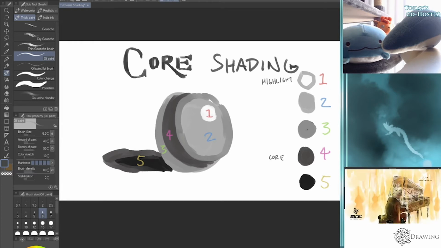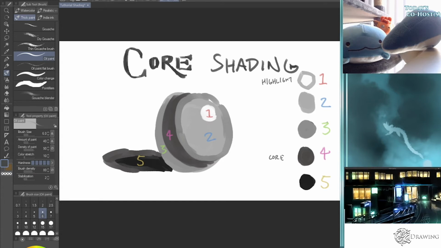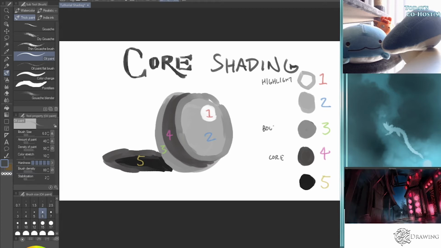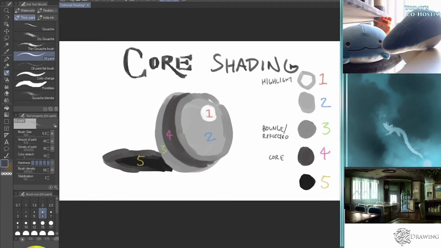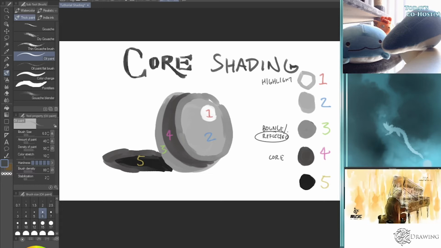5 is the bounced or... Oh, 5? Are you sure? This is 3, yes. Good save. Now, you will also see this referred to as the halftone. Magmonique is technically right, but I think it's important to understand it as the reflected light, because that term says more about what is actually happening in the scene. Good, 5 is the cast shadow.